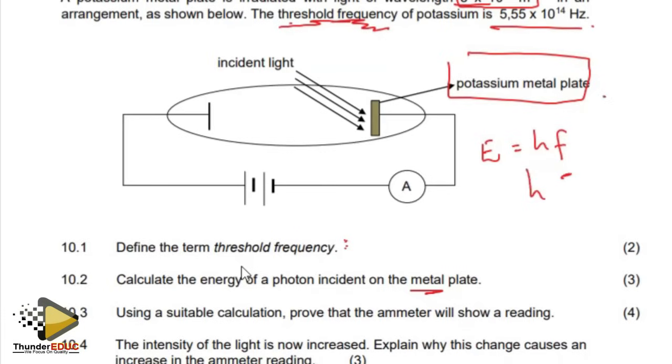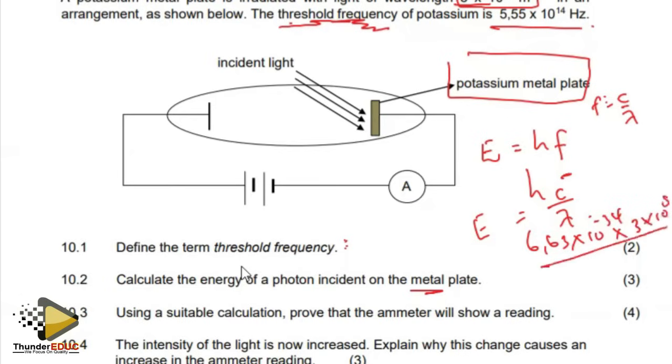We know that f is equal to c over lambda. So where there is f, I'll just put c over lambda, and then I have this. What does the question want? The energy. So my h, Planck's constant, is 6.63 times 10 to the, is it 34? Negative, positive? Should be negative. I hope so. Then the speed of light, 3 times 10 to the 8, over the wavelength, which is 5 times 10 to the negative 7.